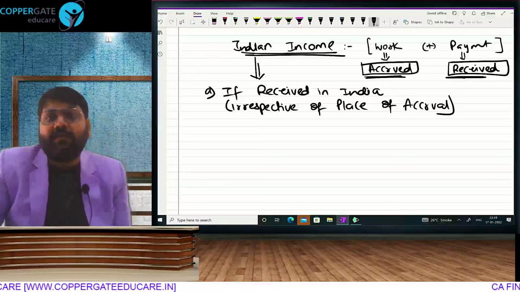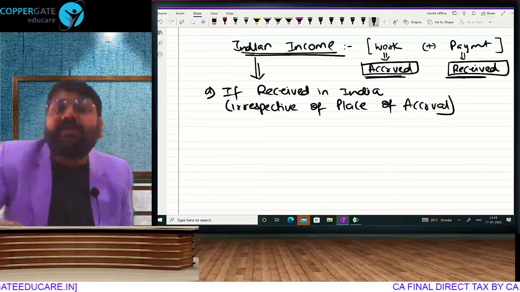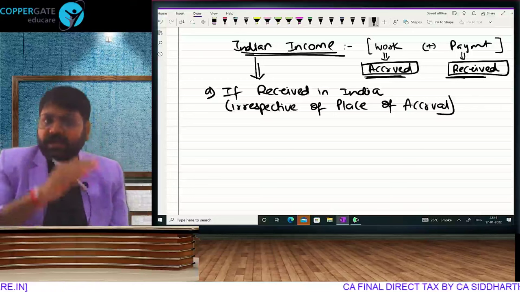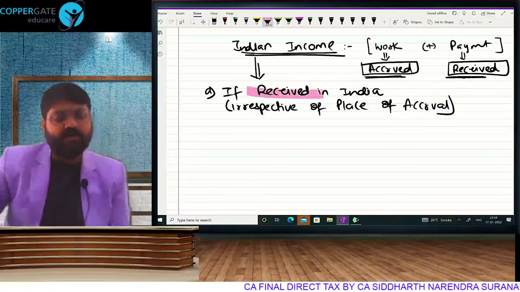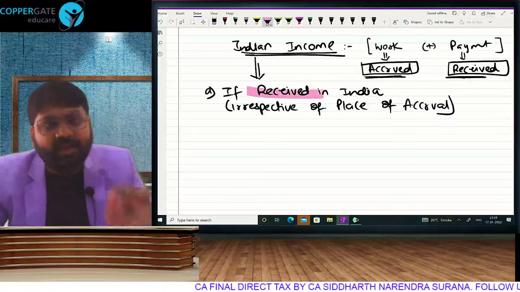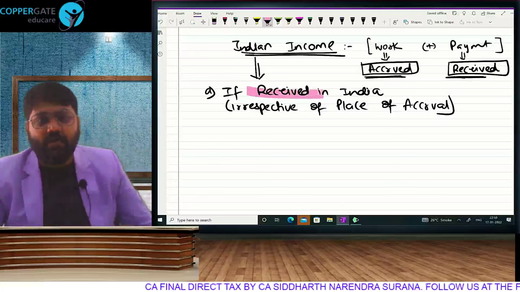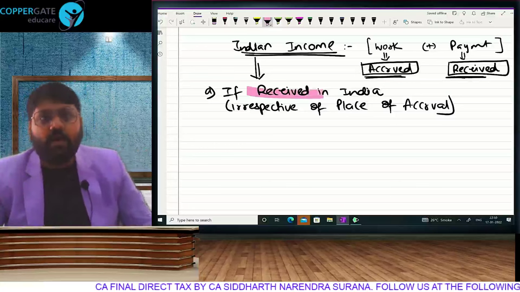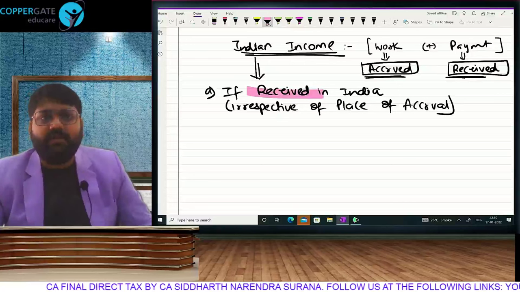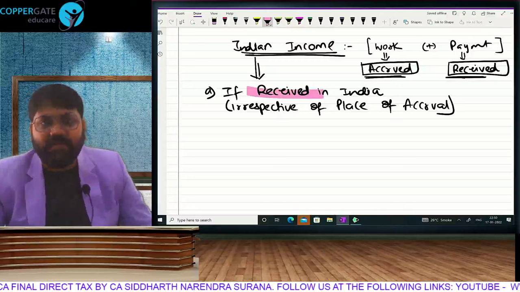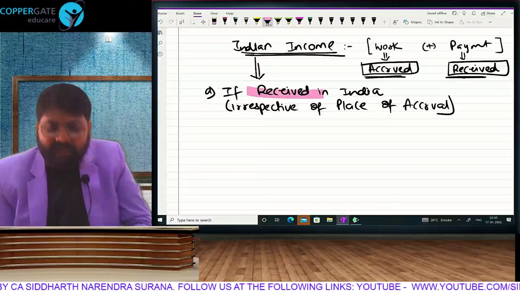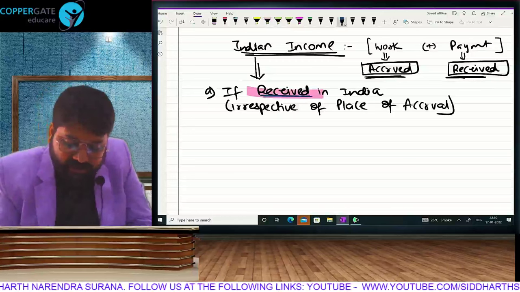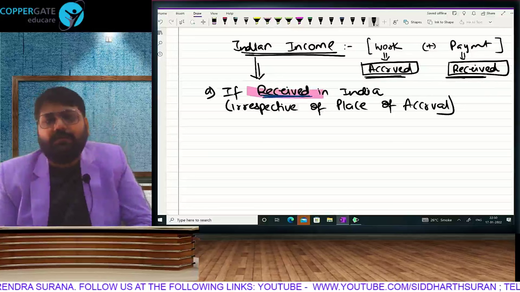That's the example of Liana. Please pay attention. Where is she working? Everyone, where is she working? Dubai. So, where is her income getting accrued? In Dubai. She came to India with her family and the boss gave her salary in India. Is the income received in India? Yes. Ladies and gentlemen, that is Indian income. Now, whether she becomes ROR, whether she becomes RNOR or she becomes non-resident, doesn't matter. This income is going to be taxable in India. Irrespective of her residential status, it will be taxable because any income received in India will be treated as Indian income.